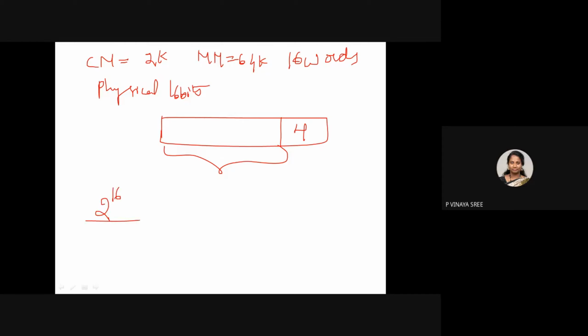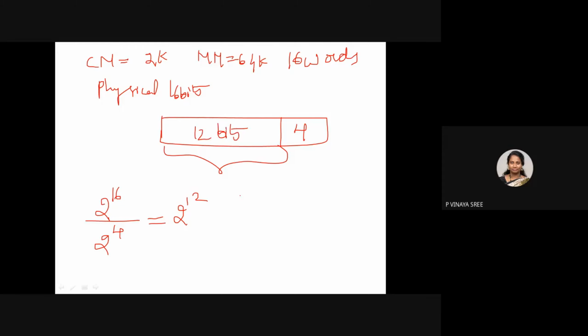We need to divide that entire main memory 64K, and in each slot I want 16 words. 64K is represented by 2 power 16, and 16 has to be represented by 2 power 4. How many bits will you get? 2 power 16 minus 4, which is 2 power 12. That indicates 12 bits are required for representing the block number.